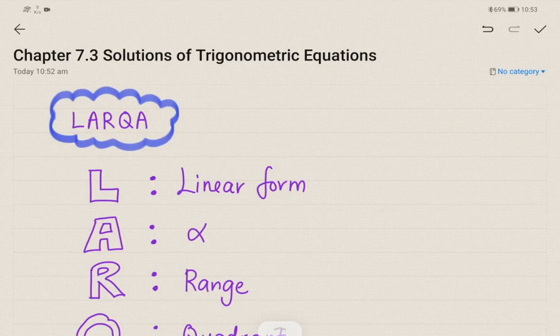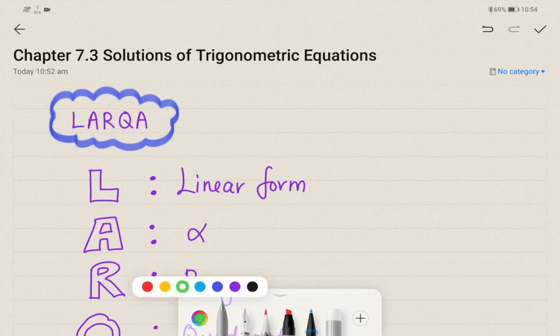Hi all, so today we are going to discuss chapter 7, that is trigonometry functions. So the main focus for today will be chapter 7.3, solution of trigonometric equations. So in this subtopic, you are going to use the method LARQA very frequently. So what is LARQA? L stands for linear form.